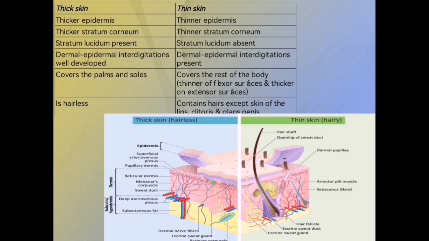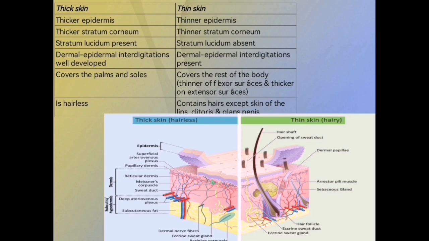All right, let us now differentiate between thick skin and thin skin. So this differentiation is mainly based upon the thickness of the outermost layer or the thickness of the epidermis. All right, so thick skin has a thicker epidermis as compared to thin skin, which has a thinner epidermis.